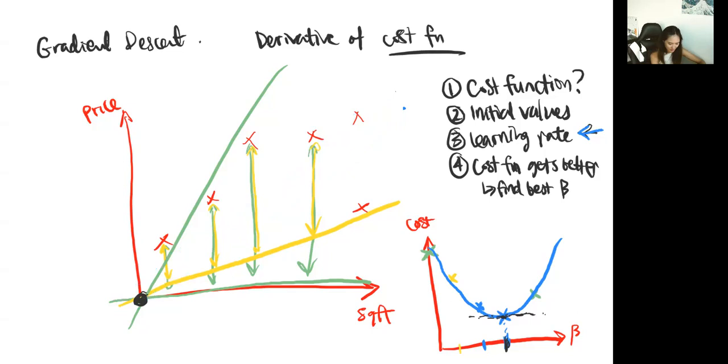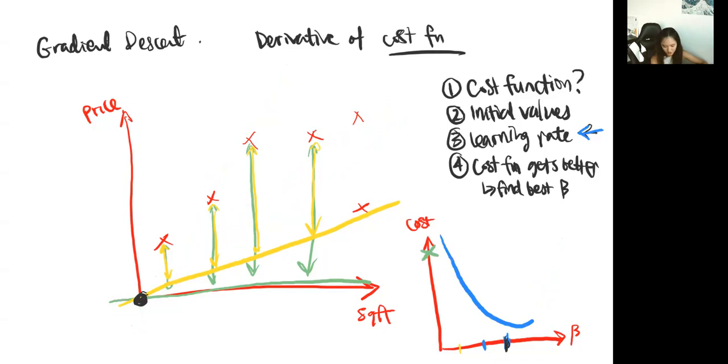So let me clean this up so it's not so messy. Okay, so a typical cost function, and let me clean this too. A typical cost function has this kind of shape. Typical cost function looks like this.